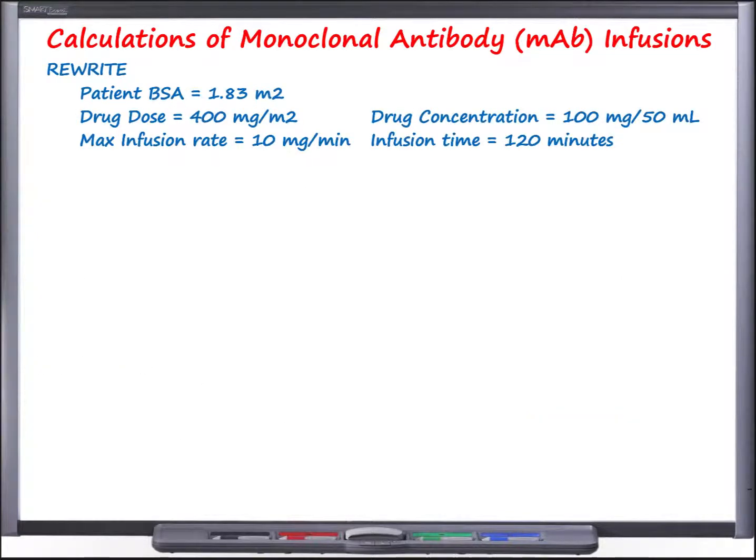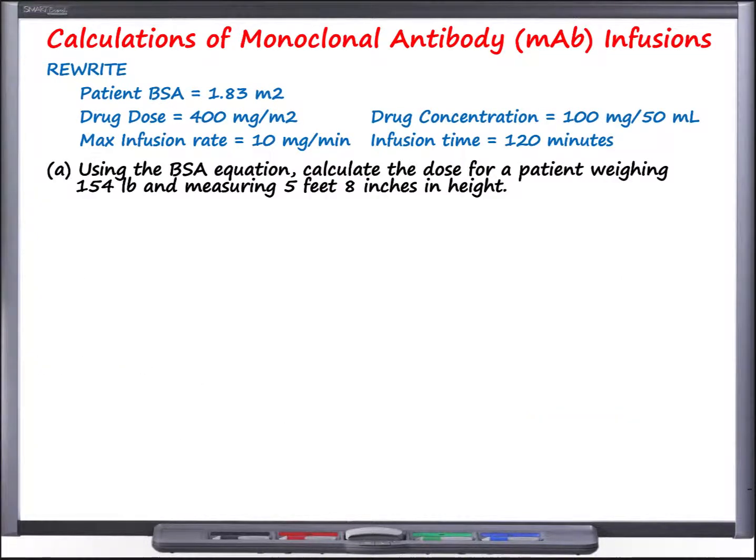So, rewriting some of the information on top there, I'll remind you the first question was, after you find the patient's body surface area, simply calculate the dose for this patient. So here's the formula for doing that. I'll remind you we just calculated that this patient's body surface area is 1.83 meters squared. So let's multiply that by the dose, which was 400 milligrams per meter squared.